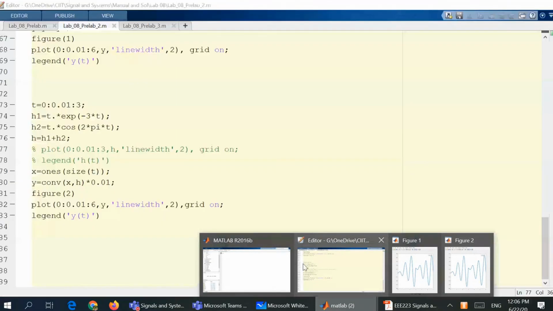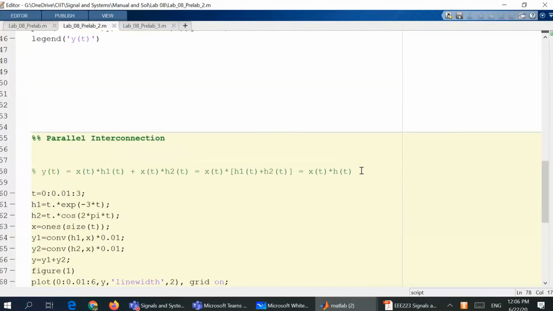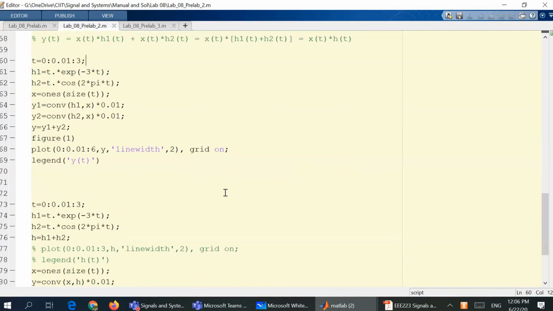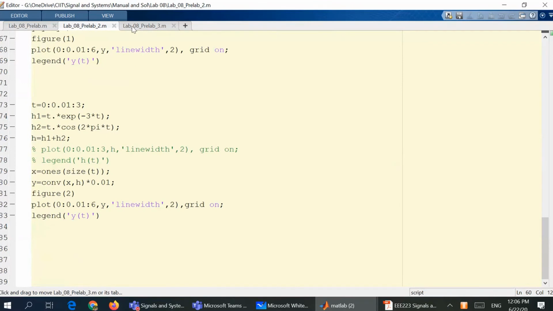So what does this mean? Okay, we can say that h of t is the combination of all the impulse responses of the systems which are connected in a parallel manner. Okay, and in a similar fashion you can prove the other as well.